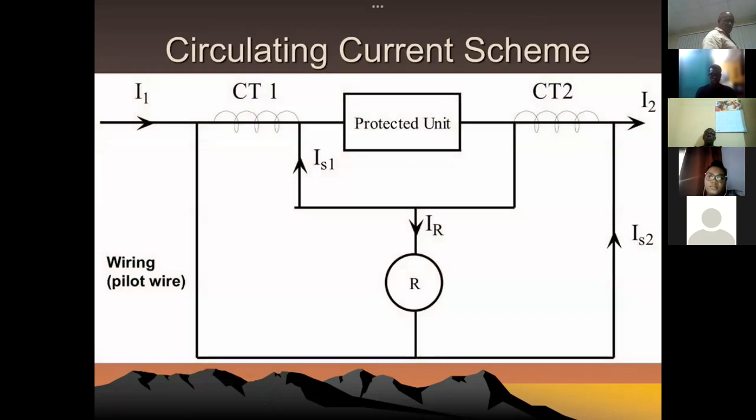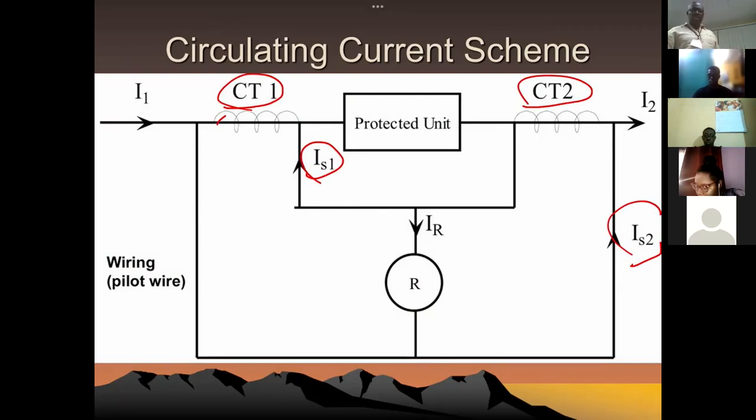Now, this is just going back to what we showed earlier. So you have your CTs on either side, CT1, CT2. And of course, IS1 and IS2 would represent the secondary currents from these CTs, which would come to your relay, the difference of which would result in operation. Your pilot wires are just the connecting wires between the CTs and the relay.